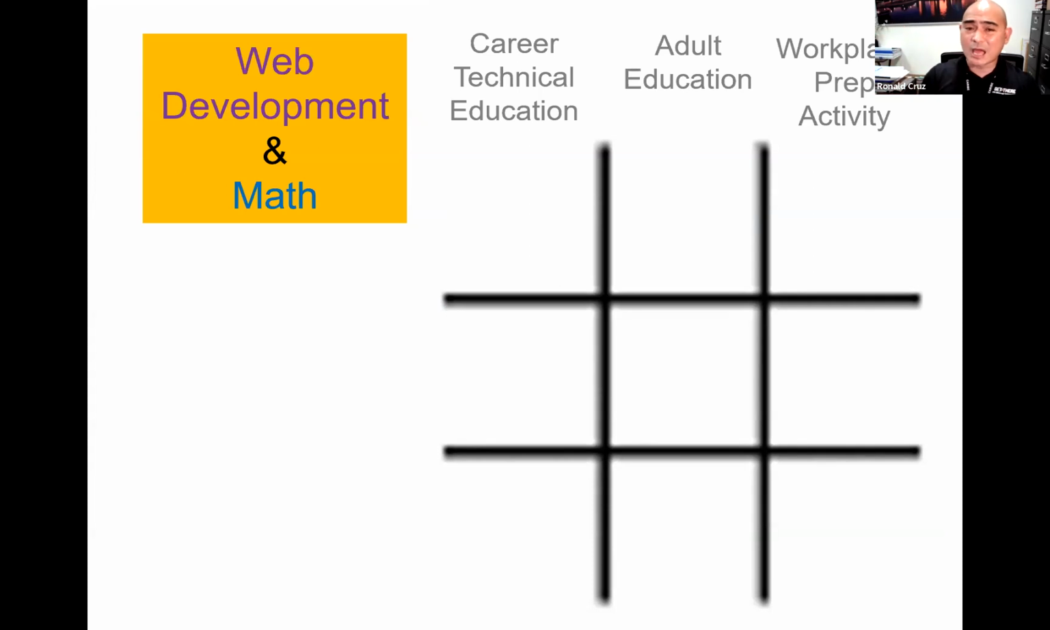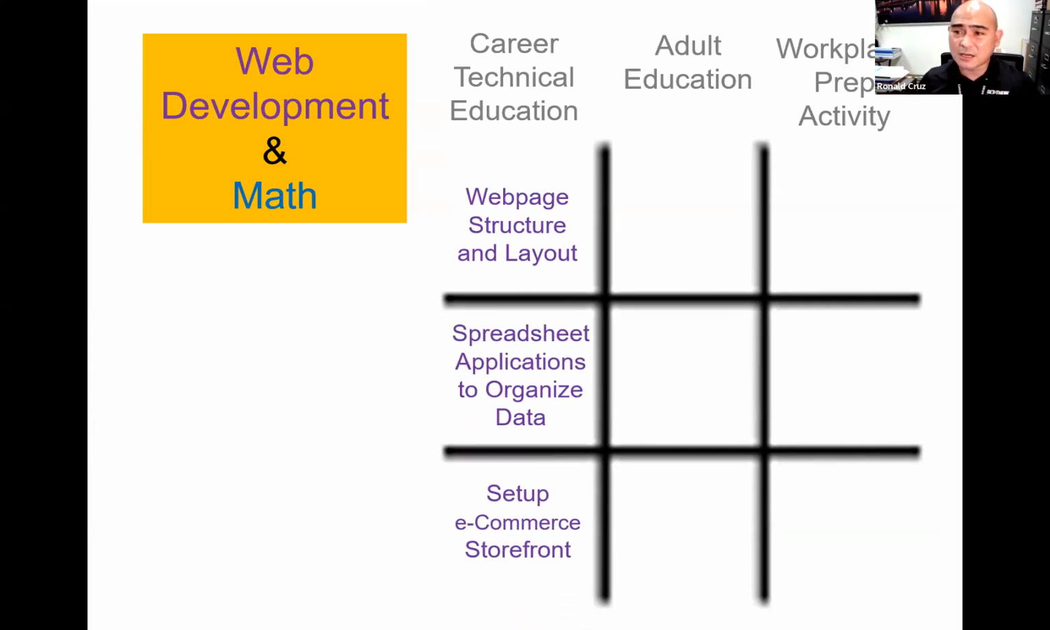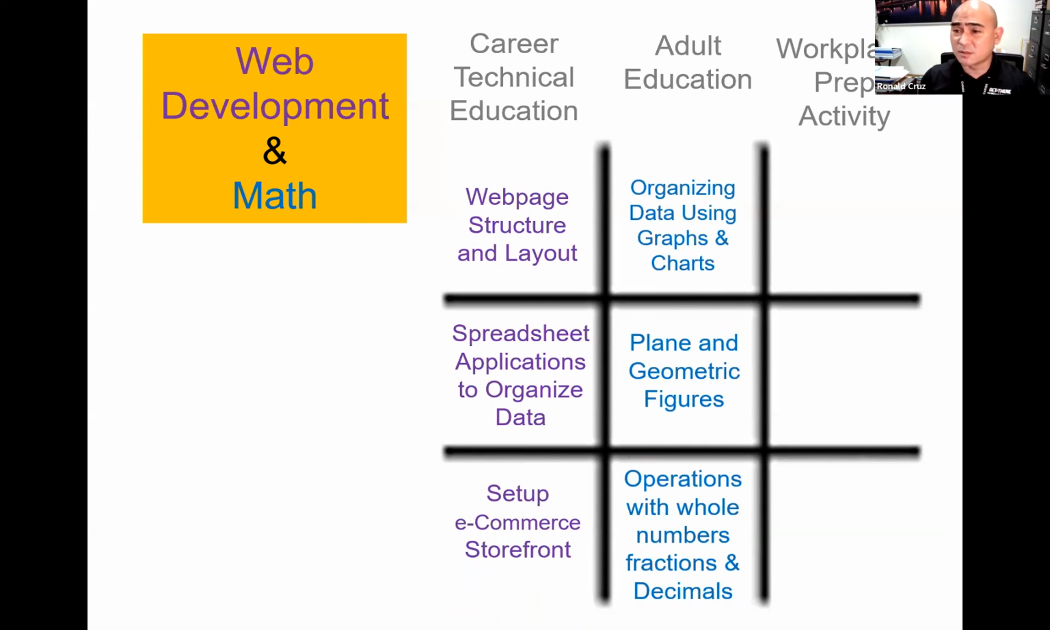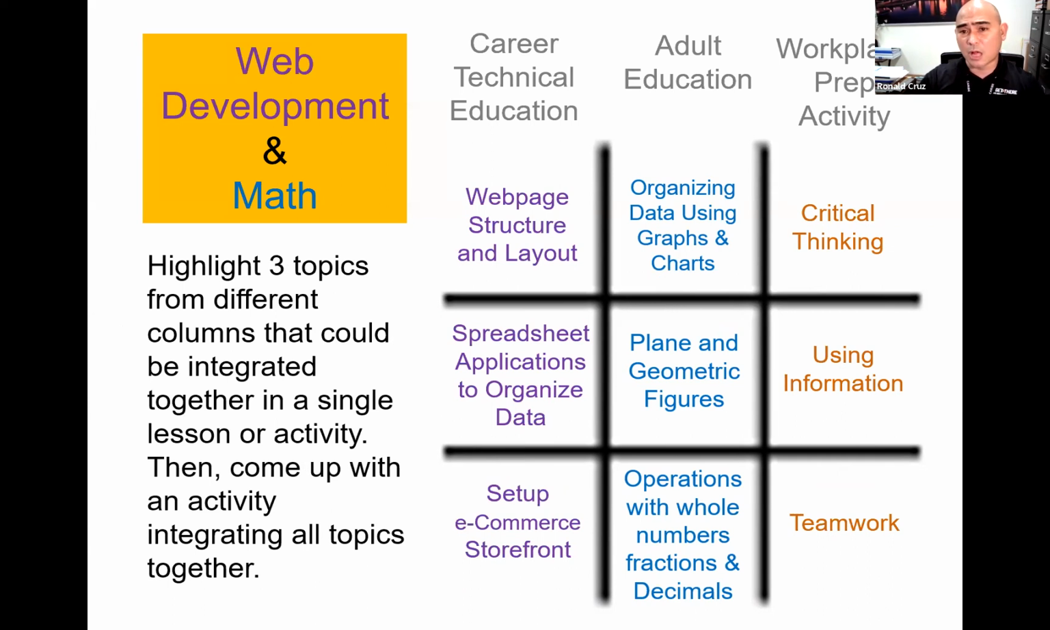So you want to lay out, okay, let's look at some of the career technical objectives that they're learning, aligning that with what I'm supposed to teach as an adult educator, and then braiding that workplace preparation activity alongside. So there could be many different combinations. It's just like playing tic-tac-toe. So let's say, for example, I wanted to get an activity that incorporates these objectives together. I want to combine them all and create one solid activity.